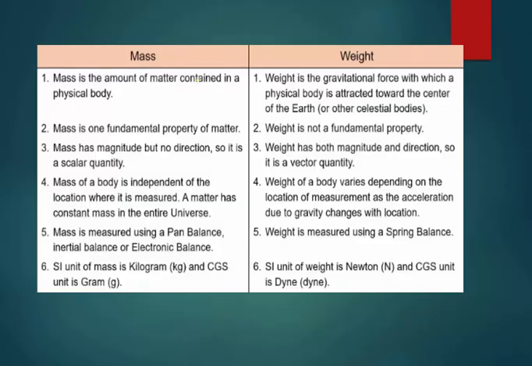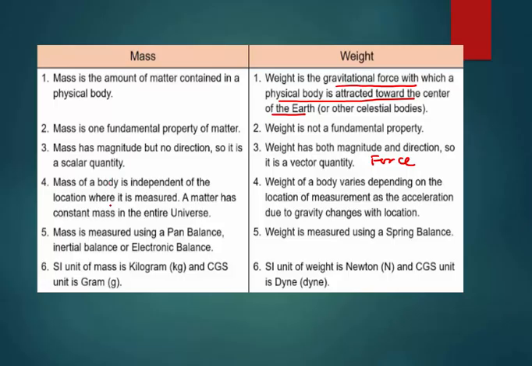Mass is the amount of matter contained in a physical body. As we discussed, mass is the amount of matter, whereas weight is the gravitational force with which the physical body is attracted towards the center of the earth. Mass is one fundamental property of matter. Weight is not a fundamental property because weight will keep on changing based on location, whereas mass will not change. Mass has magnitude but no direction, so it is a scalar quantity. Weight has both magnitude and direction, so it is a vector quantity. That is because weight is a force.